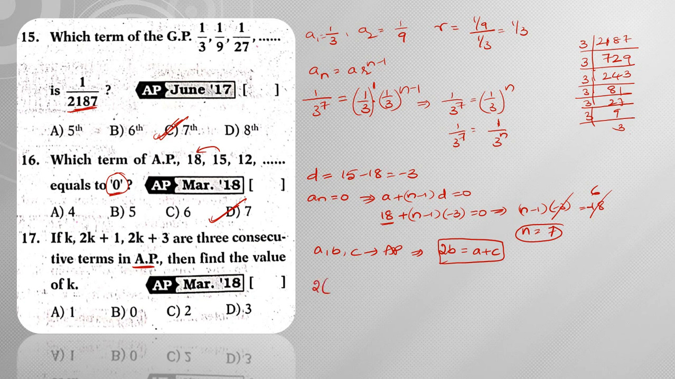So from this, what I can say, 2 times of 2k plus 1 is equal to k plus 2k plus 3. Now on simplification, 2 into 2k is 4 times k, plus 2 into 1 is 2, which is equal to k plus 2k is 3k plus 3. Now when you transpose 3k to the left hand side and plus 2 to the right hand side, 4k minus 3k is k, 3 minus 2 is 1. Hence the value of k is 1.